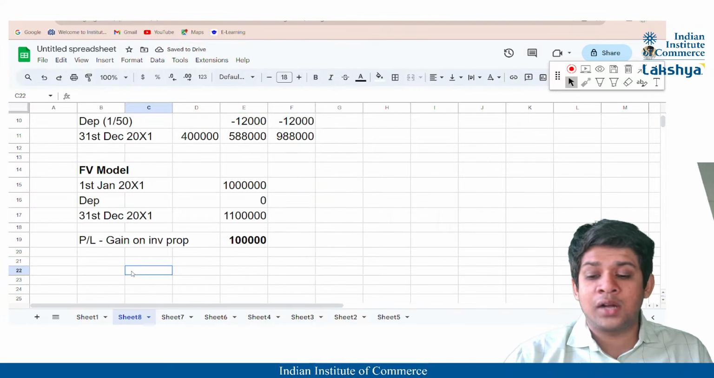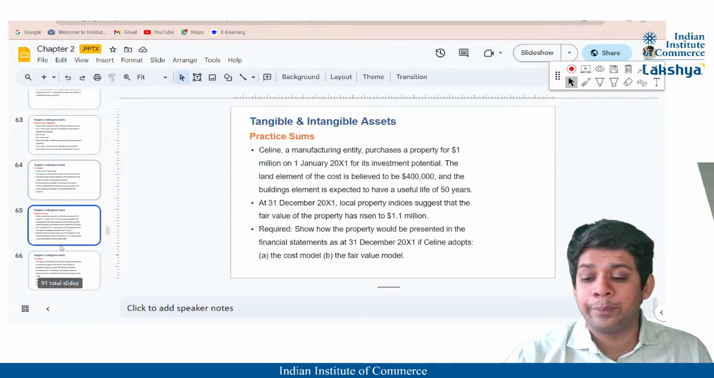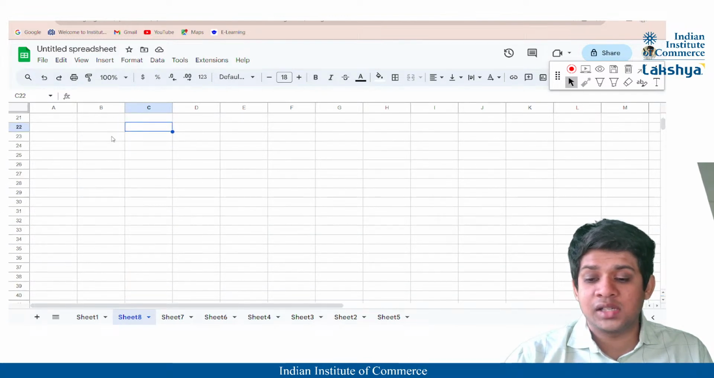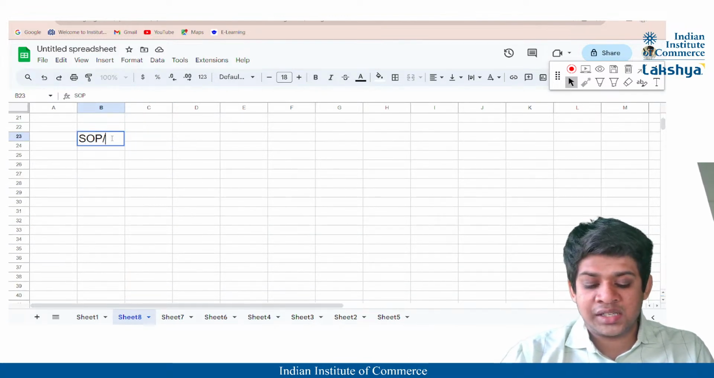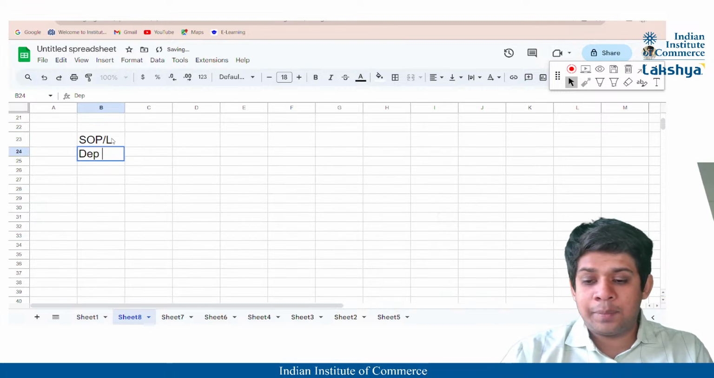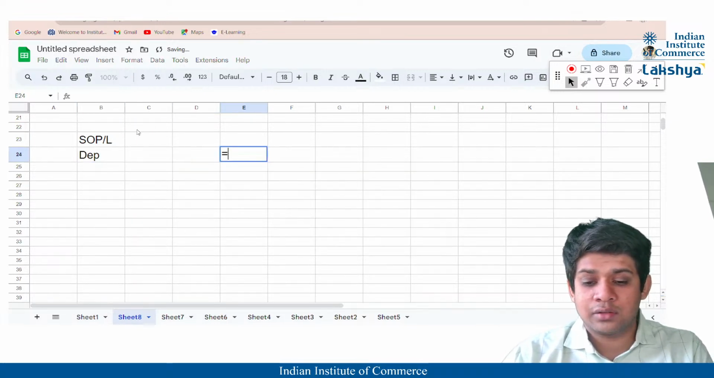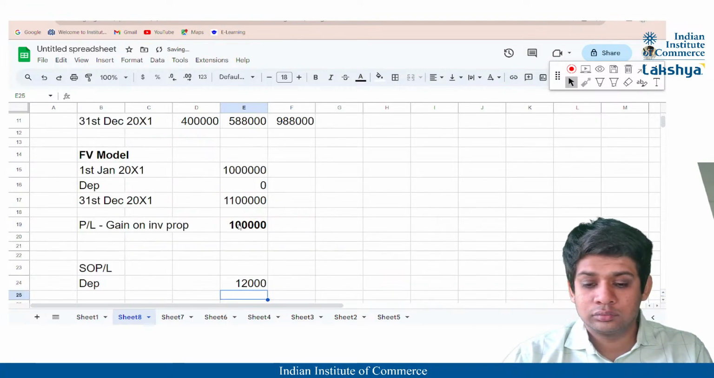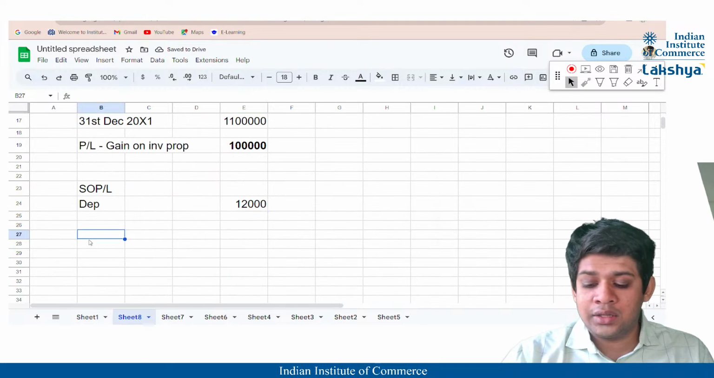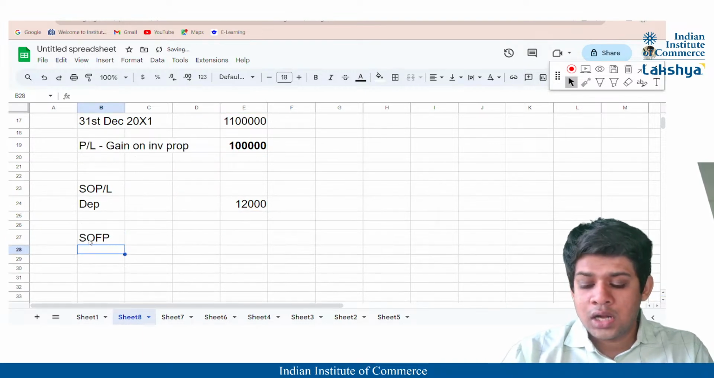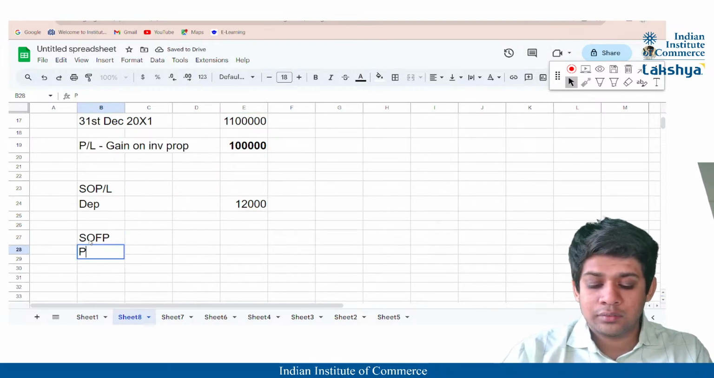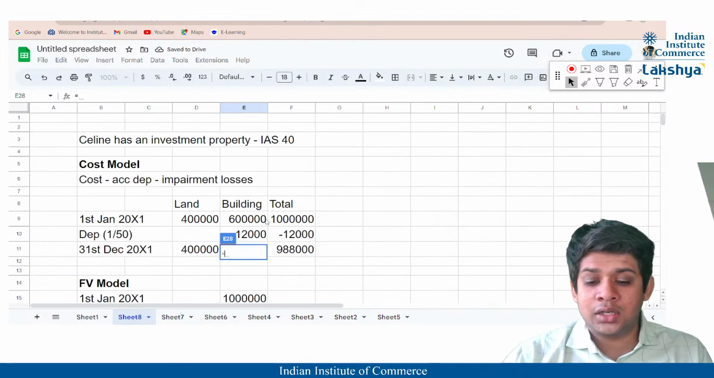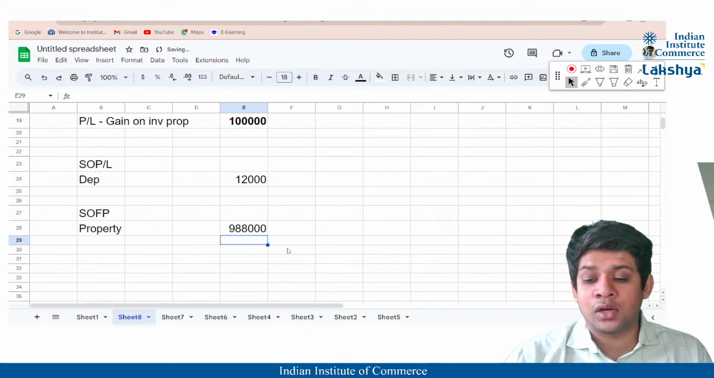Now we'll jump to the latter part. We have understood both the models through this sum. So technically, if I want to prepare the financial statements under the cost model, I will state statement of profit or loss. Depreciation of 12,000 will be charged. This 12,000, right? And in the statement of financial position, I will hold my property, that is my land and building, at the year end carrying value, that is 9,88,000.